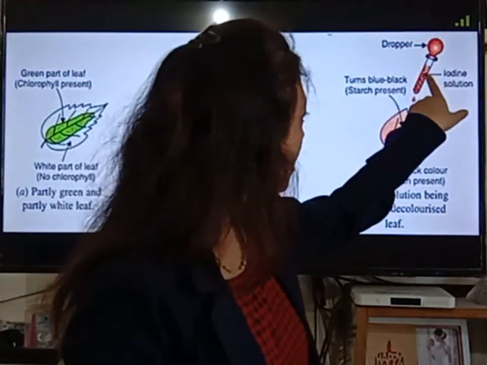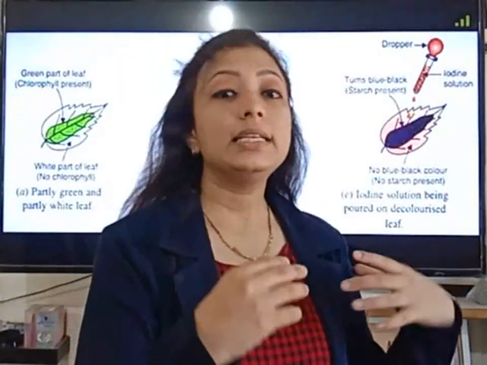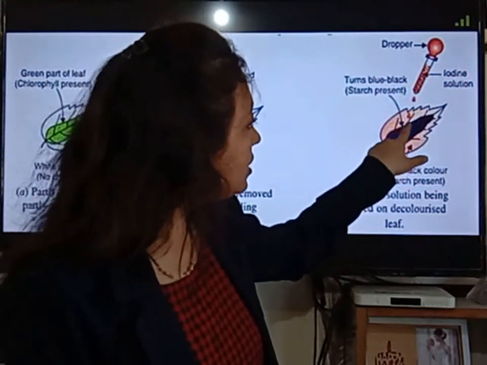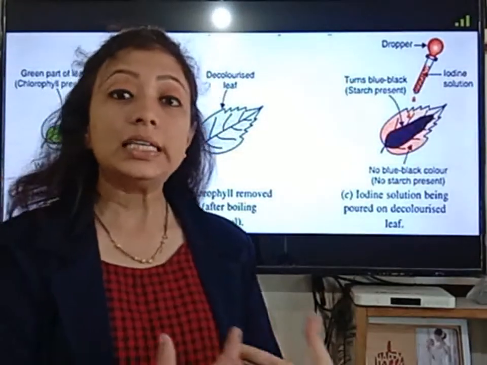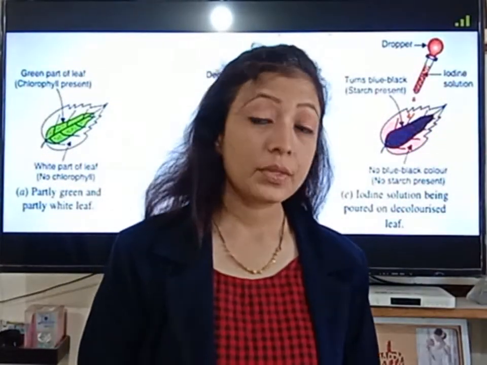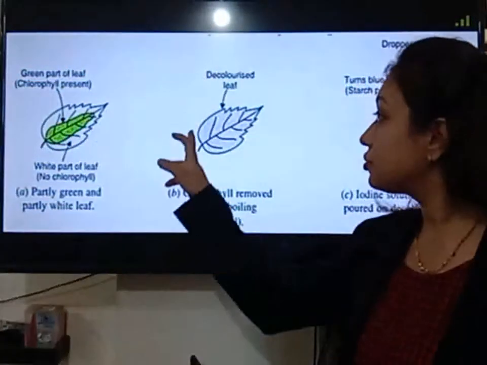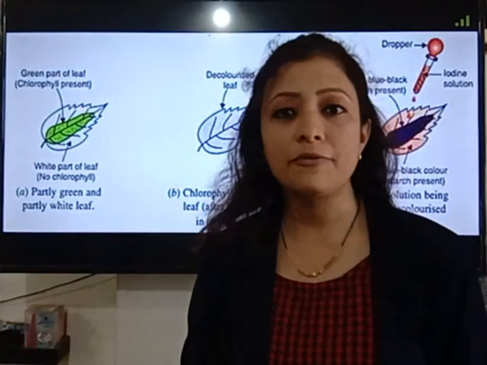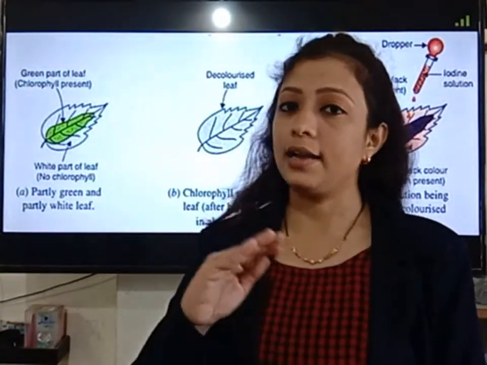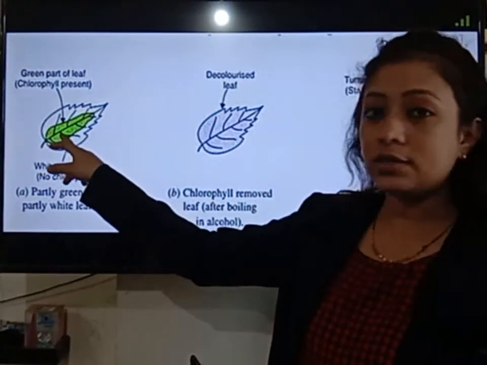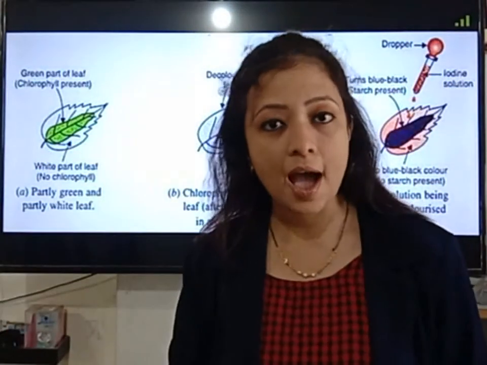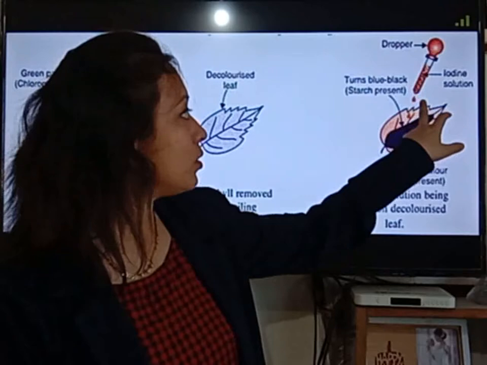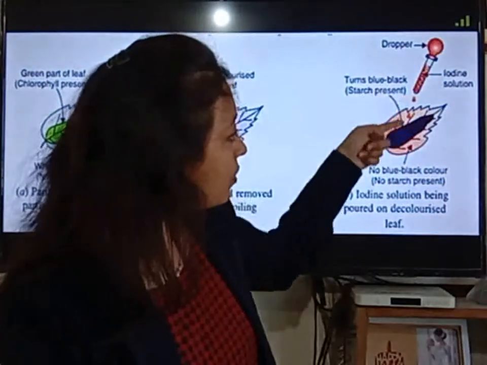So children, when you add iodine solution on the decolorized leaf, what will you observe? You will observe that the middle portion of the leaf turns bluish black, because the middle portion has chlorophyll, and only that part has performed photosynthesis, and hence only the middle portion where the chlorophyll was there will have starch in it. And in the presence of starch, the iodine solution changes from brown to bluish black.